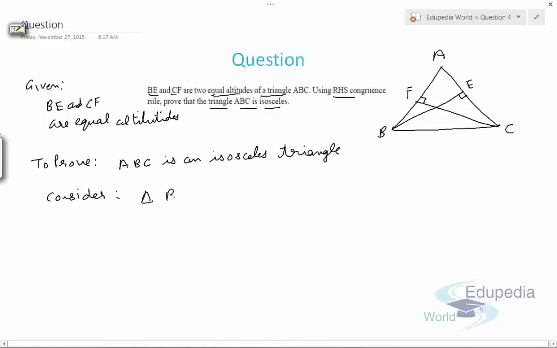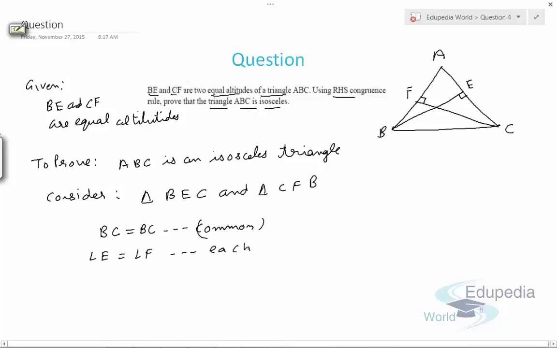We have triangle BEC and triangle CFB. In these triangles we can say that BC equals BC, it's common, and angle E equals angle F, each 90 degrees. And it's given that BE equals CF, they are equal altitudes. So we have three criteria, 1, 2 and 3.